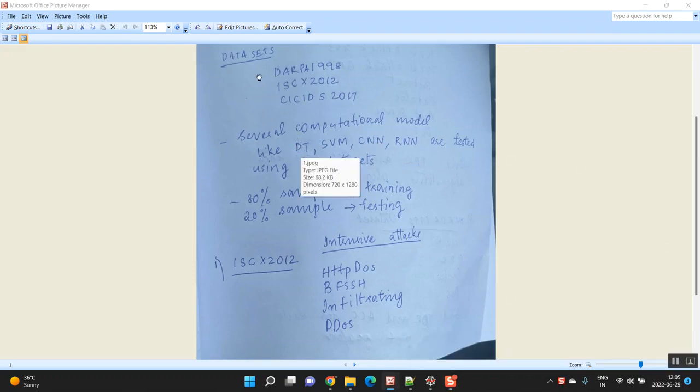Actually, the first data set which you had informed me is DARPA 1998. For that, you had informed me I have to do several computation modules. Those modules will be CNN and RNN, these two being trained models, and decision tree and SVM for ML classification.